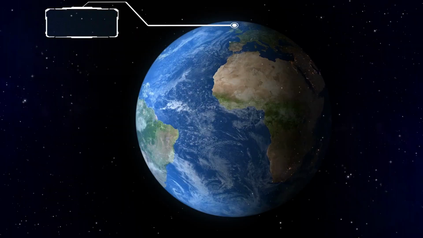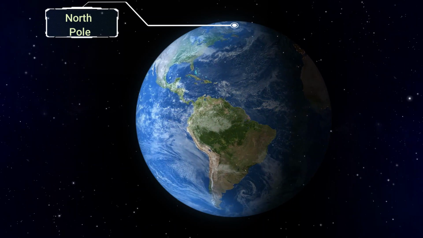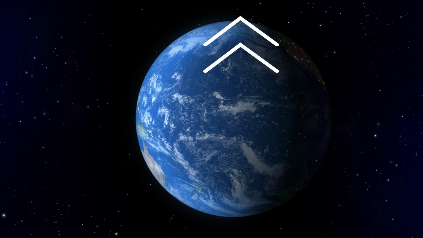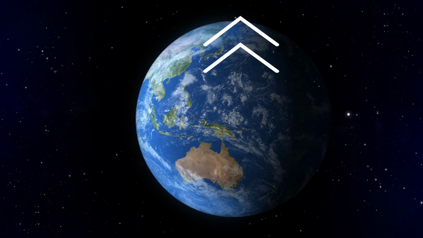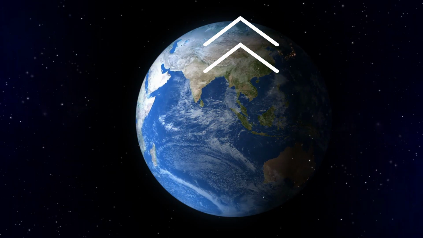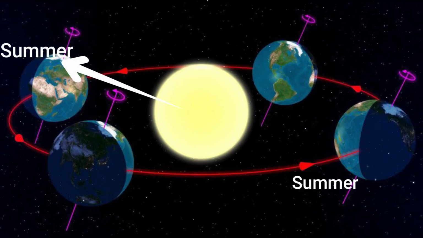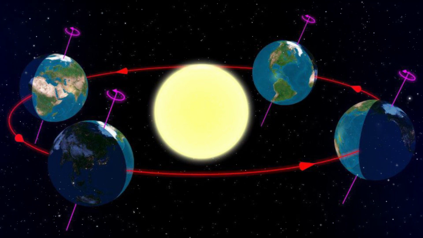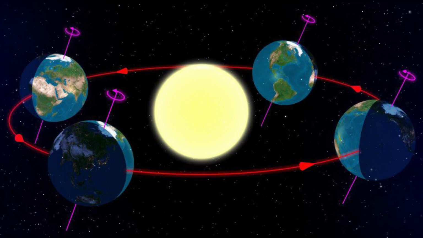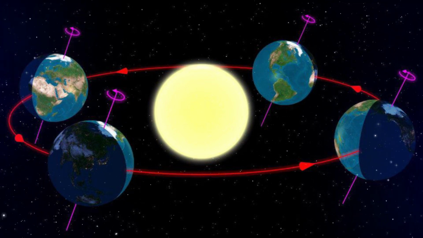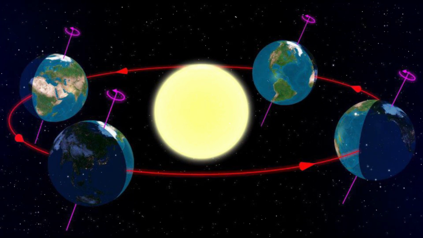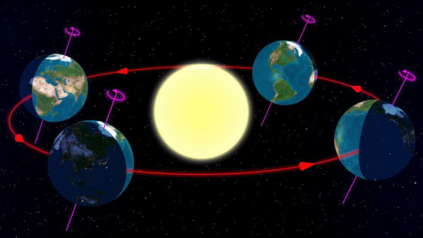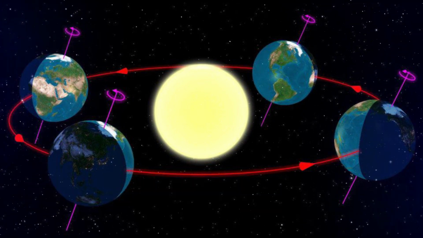The North Pole is inclined towards the Sun, and the places beyond the Arctic Circle experience continuous daylight for about 6 months. It is summer in the regions north of the equator, since a large portion of the northern hemisphere is getting light from the Sun. The longest day and the shortest night at these places occur on 21st June of every year.